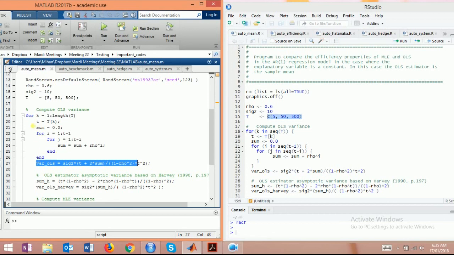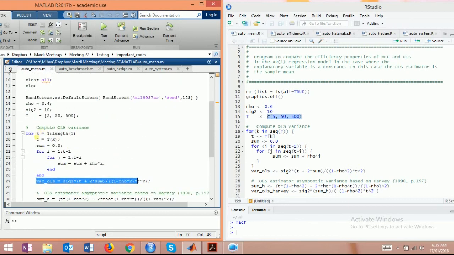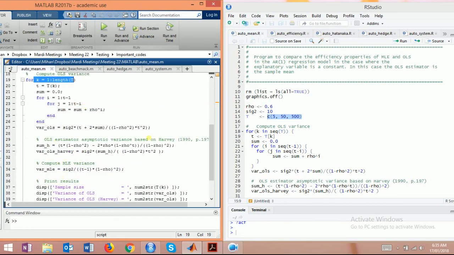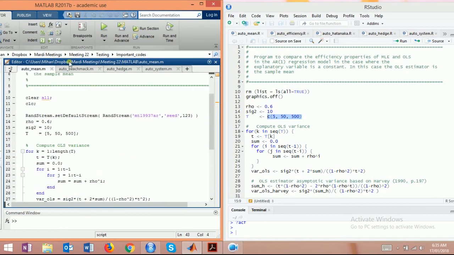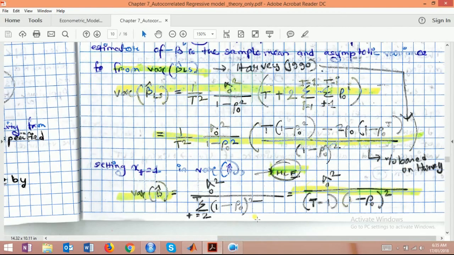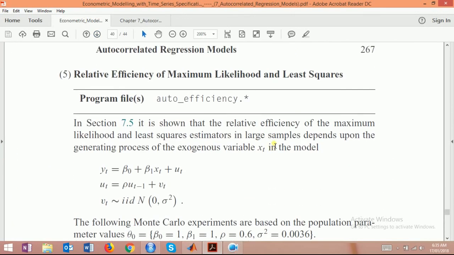We'll have three series of estimations, three series of OLS estimations. So that was pretty good and important. Then comes the next problem: relative efficiency of maximum likelihood and least squares.